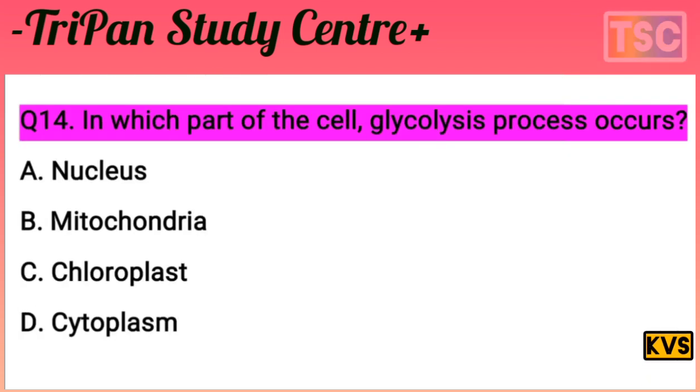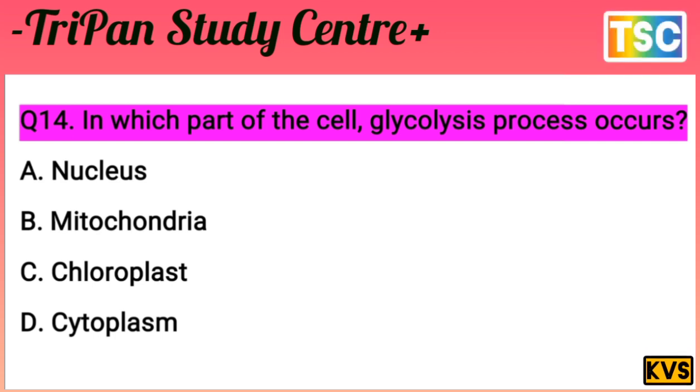Next question on your screen. In which part of the cell does the glycolysis process occur? A. Nucleus, B. Mitochondria, C. Chloroplast, D. Cytoplasm. The question is very interesting.